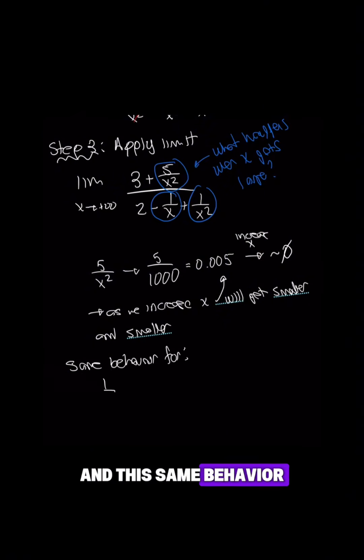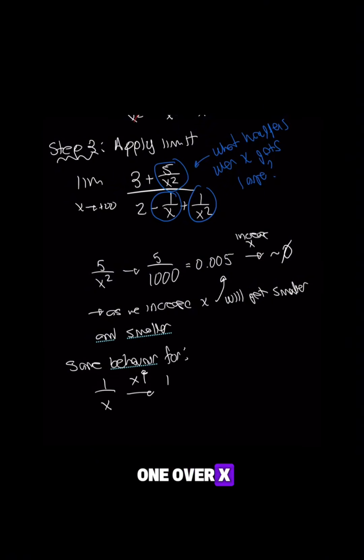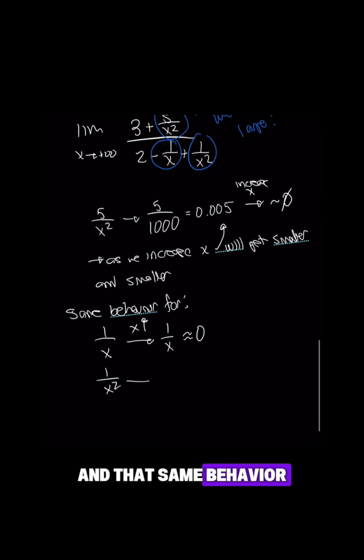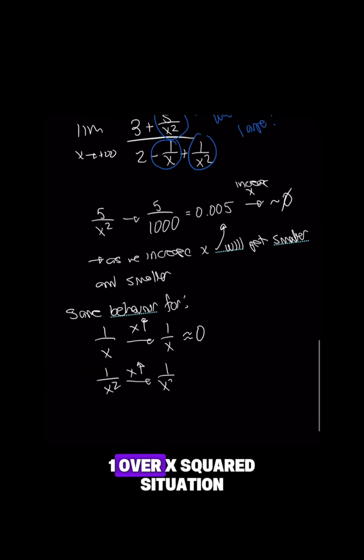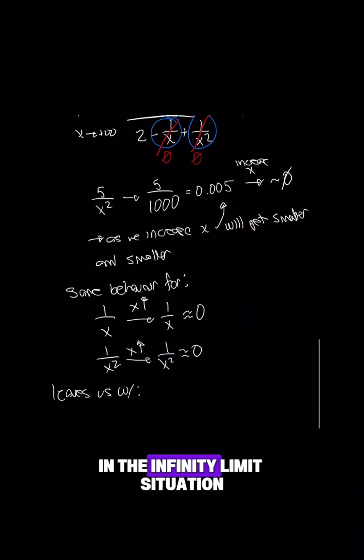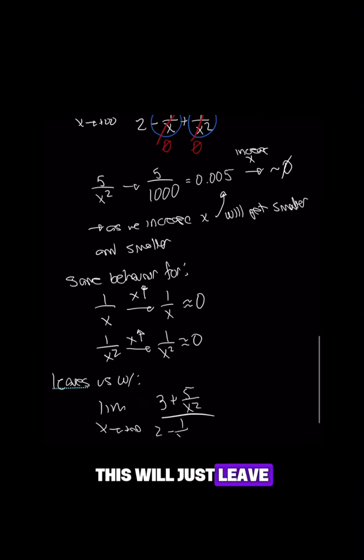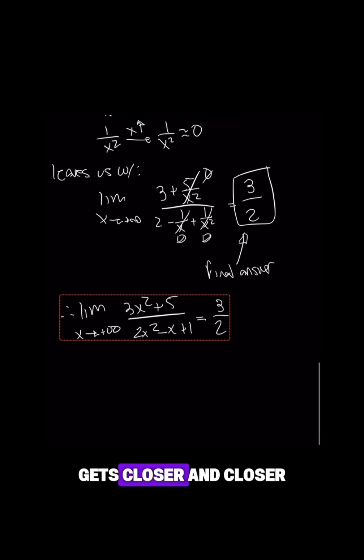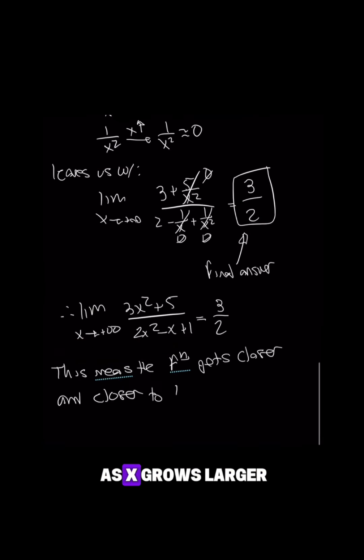And this same behavior can be seen for 1 over x. As x becomes very large, this expression goes to 0. And that same behavior also is seen in the 1 over x squared situation. This means these three terms are going to go to 0 in the infinity limit situation. This will just leave us with 3 over 2. This is the final answer. This means that the function gets closer and closer to 3 over 2 as x grows larger.